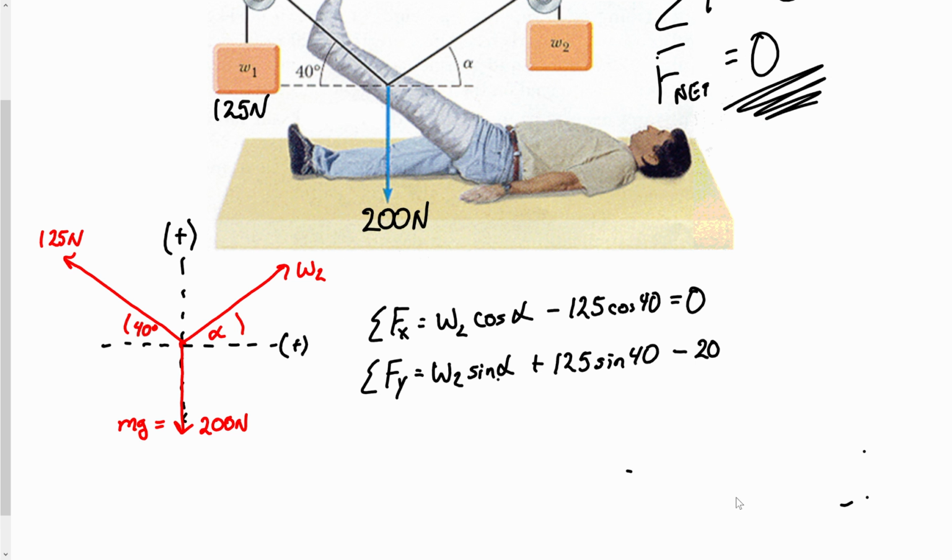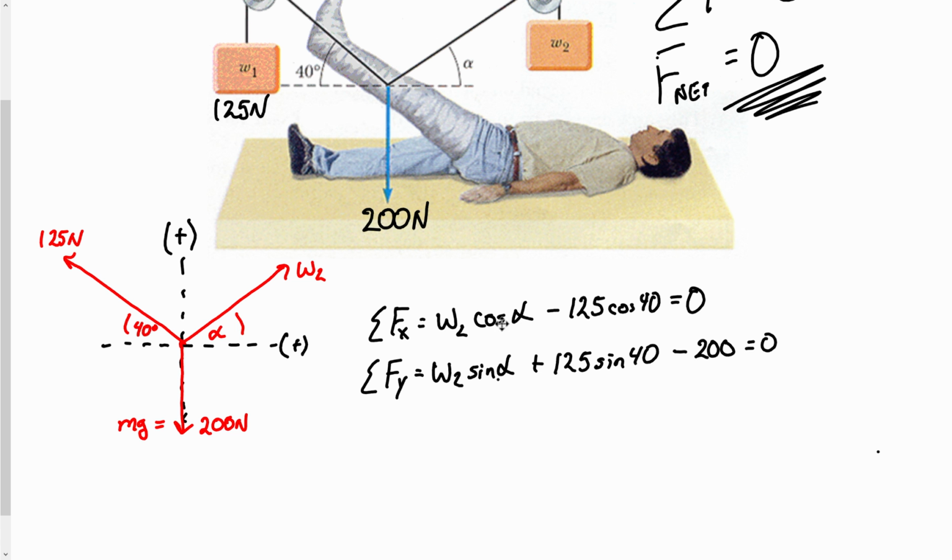Stop it. Thank you. Minus 200 is equal to 0. And guys, here's the thing. The physics in this question is over. What makes it hard is the fact you have two unknowns. We got two equations. It's just you may not be used to this sine and cosine.